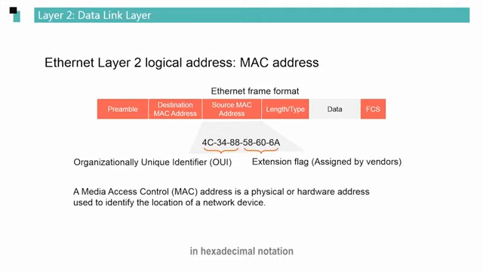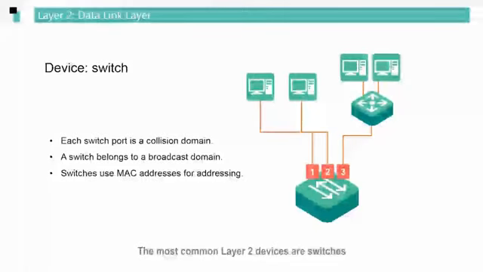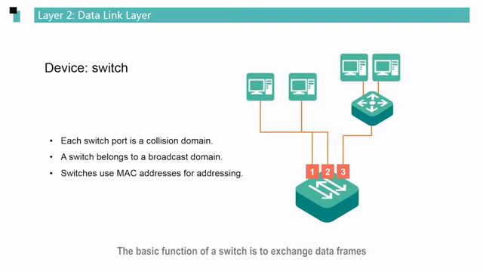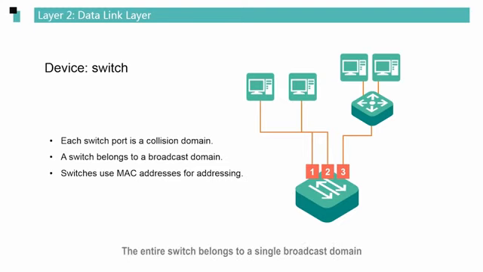The most common Layer 3 devices are routers. The most common Layer 2 devices are switches. The basic function of a switch is to exchange data frames. Each port on the switch acts as a single collision domain. Therefore, there is no chance of a collision between devices connected through different ports on the switch. The entire switch belongs to a single broadcast domain.